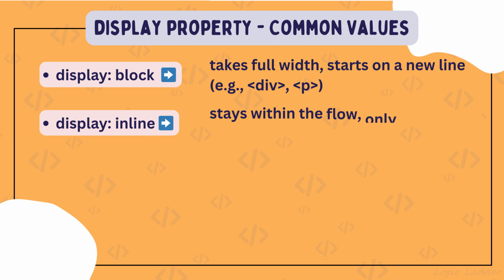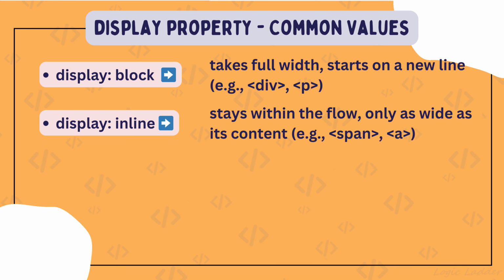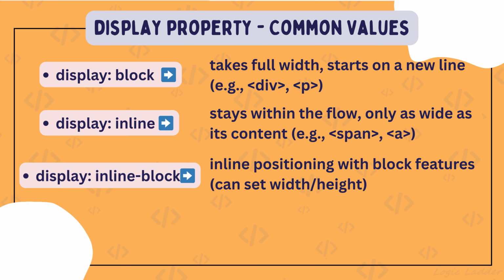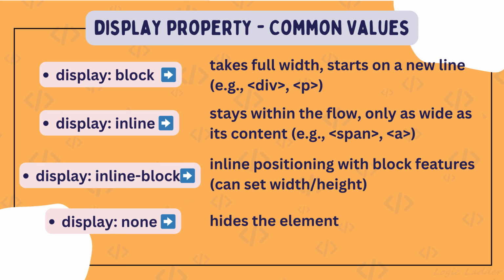Next is inline. Inline elements stay in the flow. They don't break the line and only take as much space as they need. Perfect examples are span or anchor tags. Next is inline-block. It flows like inline, but gives you the control of block. You can set its width and height. And the last common value used for display is display none. This one's like a magic cloak. It makes the element disappear completely from the page. These values give us the power to control how elements behave and interact.